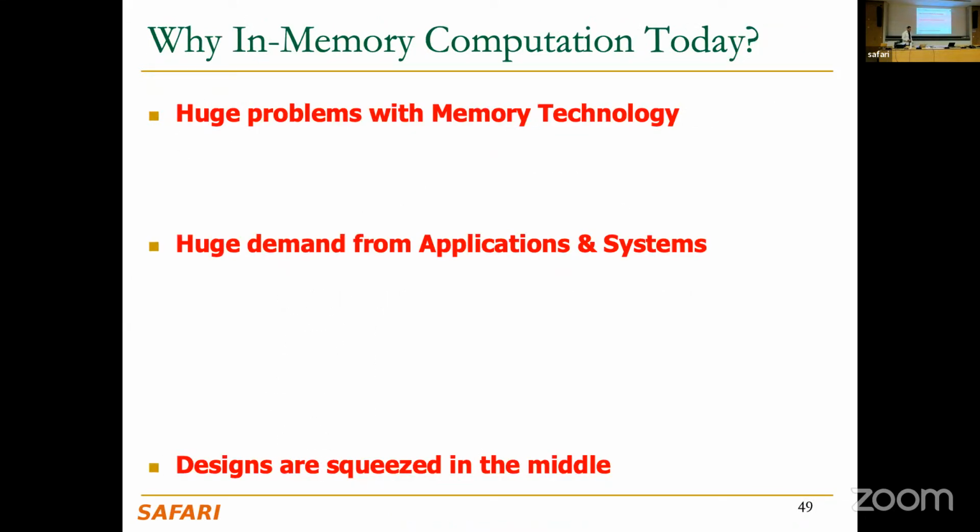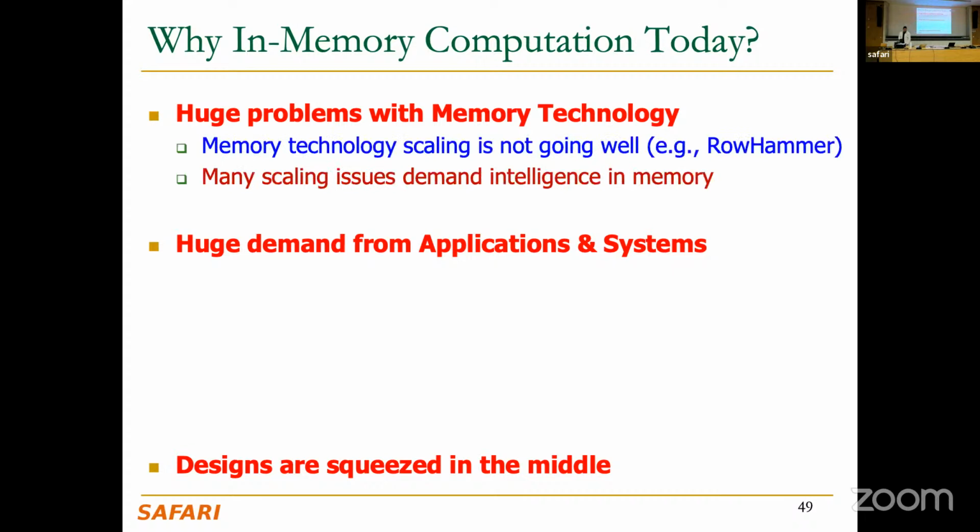So why is memory-centric computing important today, and why should we care about it today, when it didn't necessarily make it in the '70s or in the late '90s? This is related to how we are dealing with systems today. We have this huge problem with the scaling of the memory technologies themselves, which I'm going to talk about a little bit later on. We have a huge demand from the applications, and in the end, you have us designers sitting in the middle.